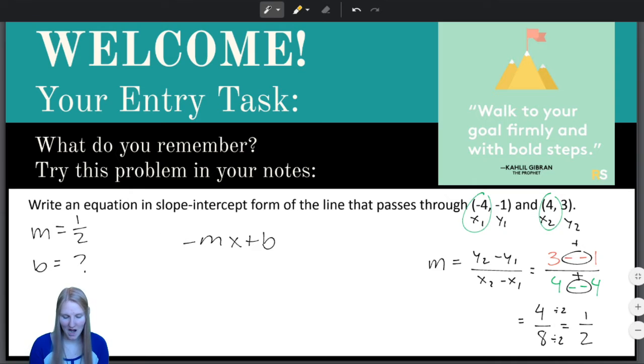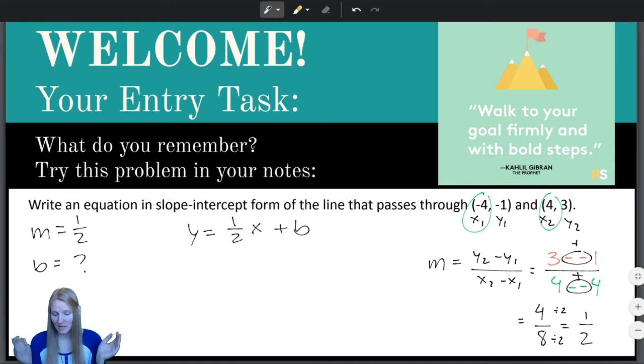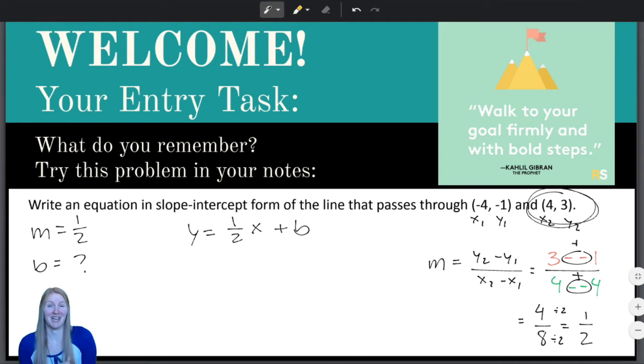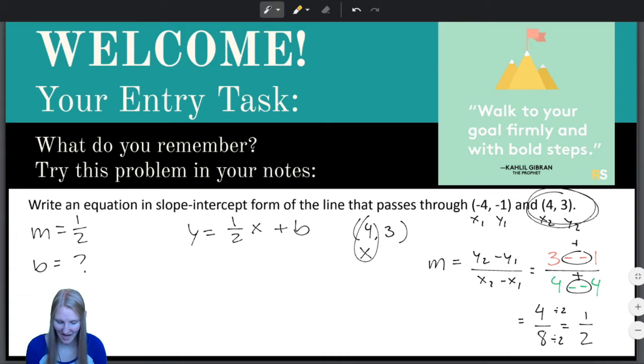So m is equal to 1/2. All right, now we're going to write y equals 1/2 x plus b. Pick one of these points. Which one do you want? I'm going to take the positive one, the one with positive numbers, because I think positive numbers are easier to work with. So if we take 4, 3, that means x is 4 and y is 3.